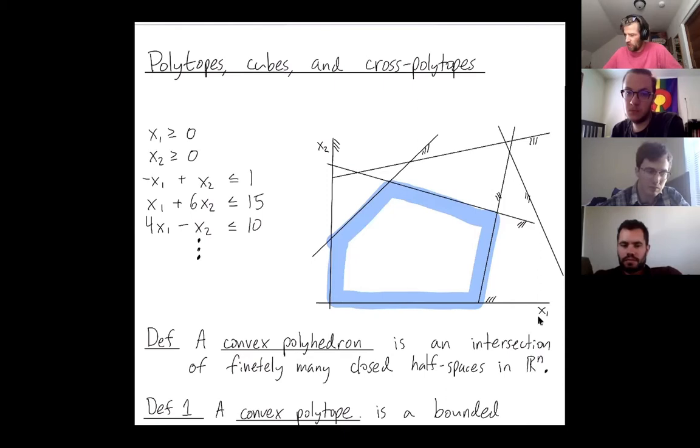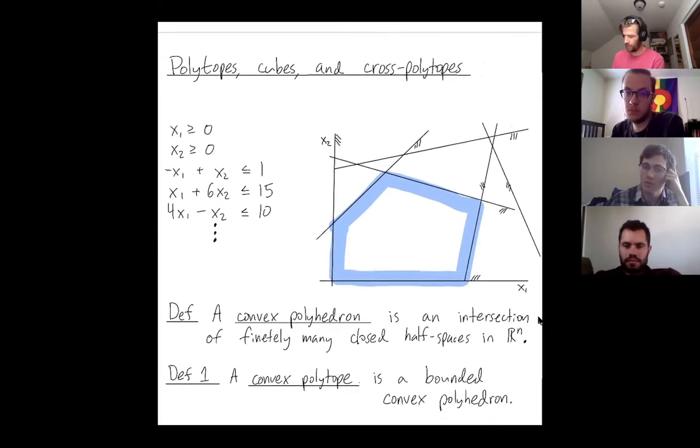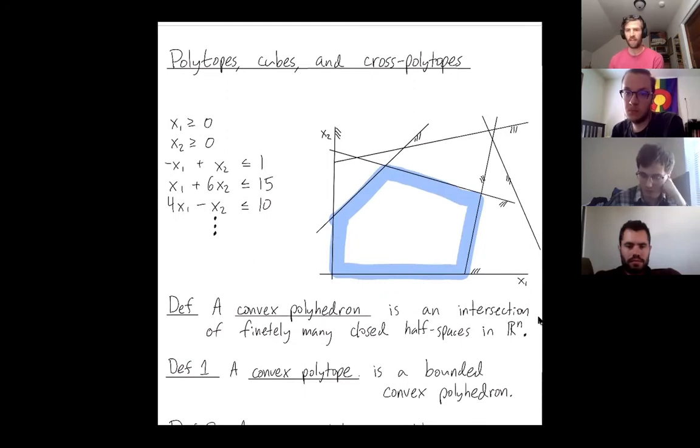Okay, so a convex polyhedron is an intersection of finitely many closed half spaces in Euclidean space. Each of these is a closed half space, and we're taking their intersection to get this convex polyhedron in blue. Later, I'll just define what it means for a shape to be convex or not, but that's not the point today. A convex polytope is a bounded convex polyhedron.